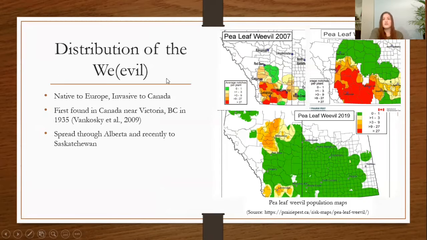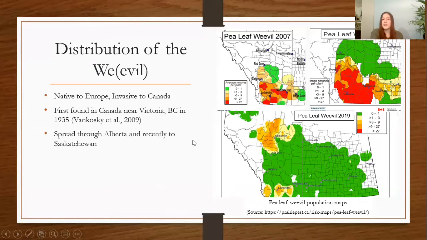So the distribution of the weevil, and it's written like this, probably not a coincidence. It's "weevil" because they're evil and they will eat your crops. They are native to Europe and invasive to Canada. They were first found in Canada near Victoria, BC in 1935, but they weren't a problem back then.